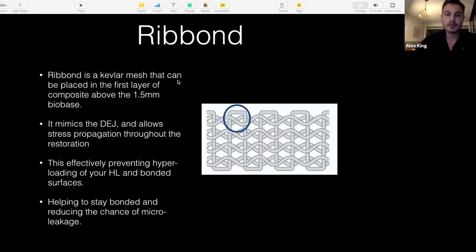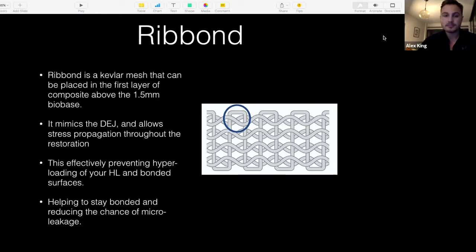So Ribbond is a Kevlar mesh. It comes like a shoelace. It's about £270 for 3 strips that are about 20 centimeters long. And you cut it with the special scissors they give you. What it does is it mimics the DEJ. It's a stress propagation. So as the tooth is stressed from occlusal load, the stresses don't go directly down the tooth, they propagate through the ribbons. And this means that you're not stressing your hybrid layer. You're more or less effectively dissipating stress throughout the tooth, and it helps you stay bonded, and it reduces micromechanical leakage because you're not stressing the hybrid layer.